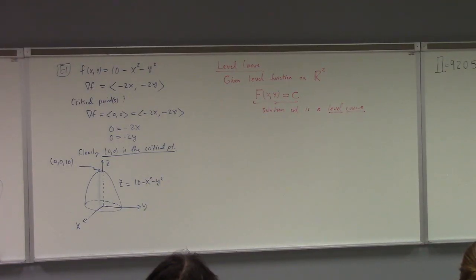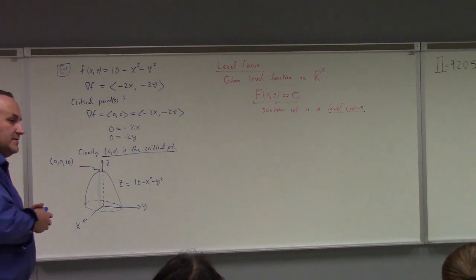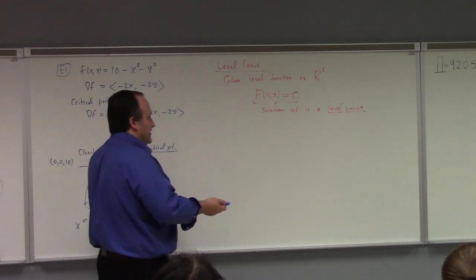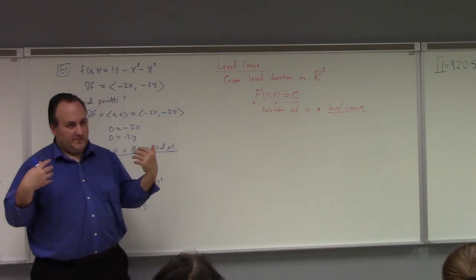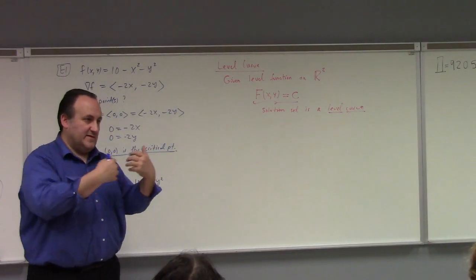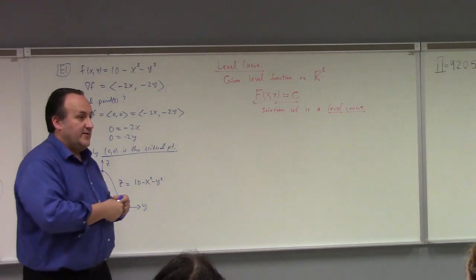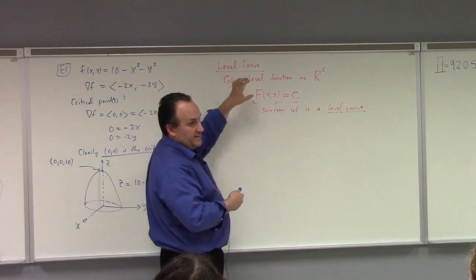You should have talked about graphs of equations in your pre-calculus. There's a difference between a graph of an equation and a graph of a function. Level curve is the systematization of the graph of an equation. We're giving a name to the equation, f.